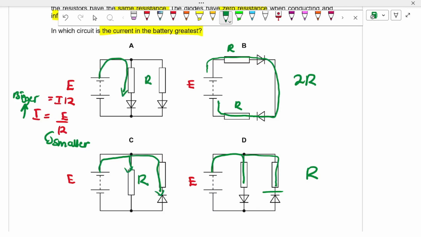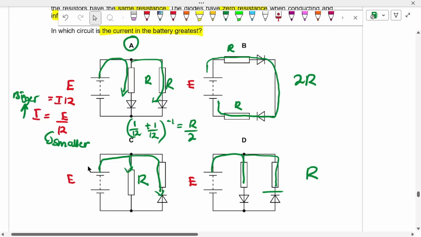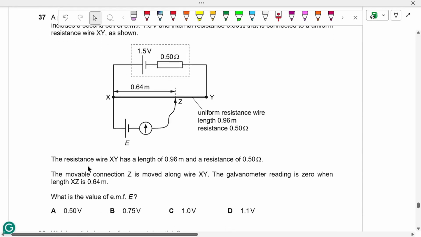If I go here, it allows it. So in total, 1 over R plus 1 over R, that's in parallel, to the power of -1, is basically R over 2. So I get the smallest resistance in A. Hence, I get the largest current in A as well. Does that make sense? So you're just looking for a system with the smallest value of R to give you the largest value of I that is actually possible.